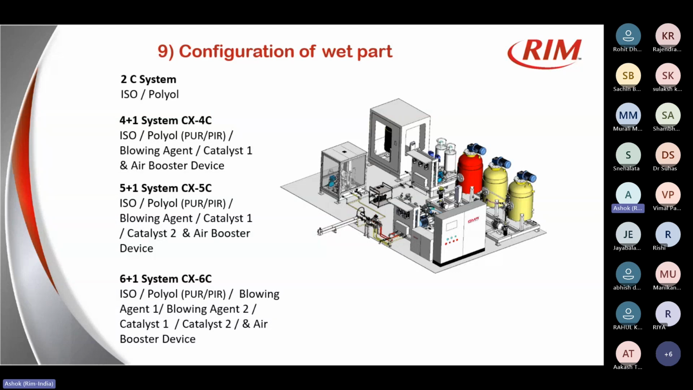The next configuration is 6+1. Here it is more or less the same, but there is an additional blowing agent. So instead of one blowing agent, there is a second blowing agent. Some of the companies who are majorly targeting panels for cold storage, where the insulation value is very important, use second blowing agents as well.